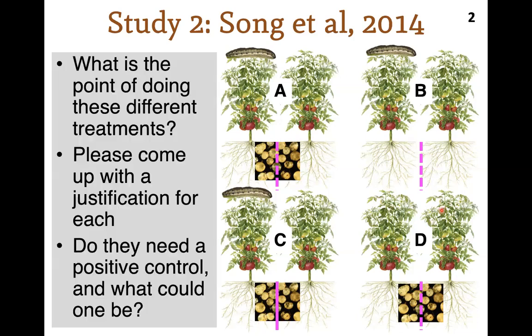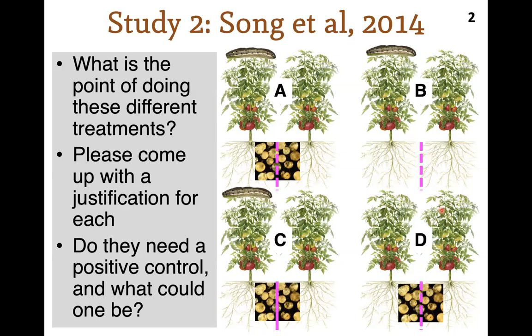Let's go to slide number 2 now. And what I want you to do is think again, just like for that first experiment, think of what the point of doing these different treatments is. And so for each of these, A, B, C, and D, come up with a justification for why this particular treatment was done. Now, unlike the last lecture, we're not going to do that in class today. I'm going to let you guys go away and do that in your spare time.